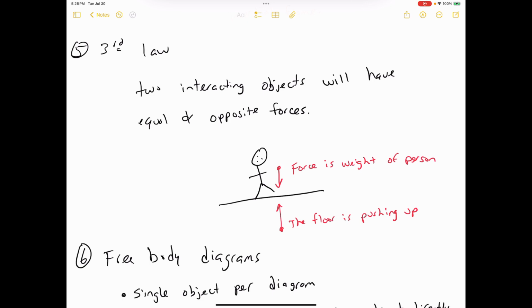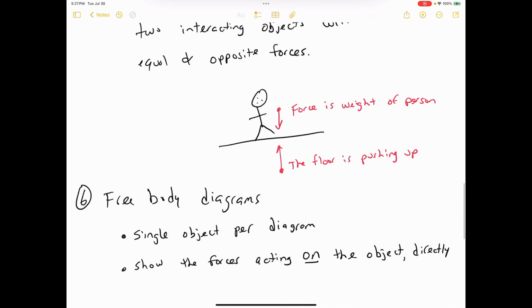So the reason this person is not accelerating down is because, yes, there is a force going down, but there's also a force coming back up. So the net of those two forces is zero, okay? And so that's Newton's third law, where you have equal and opposite forces.